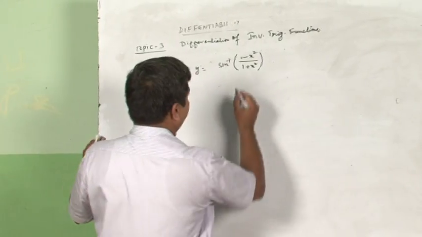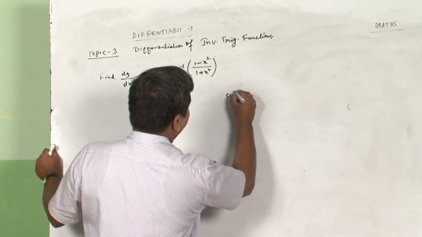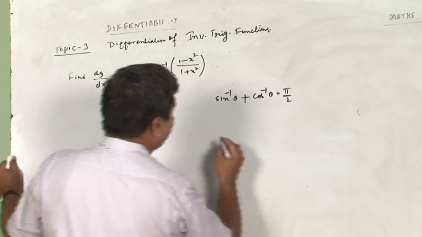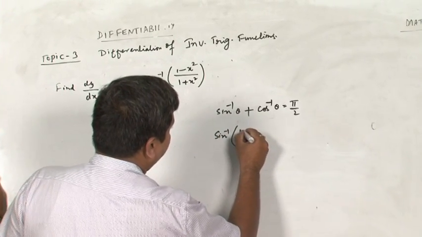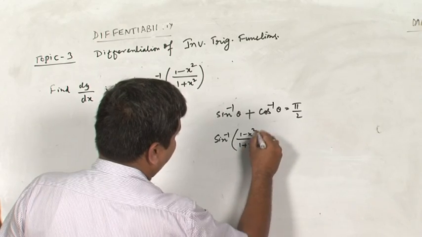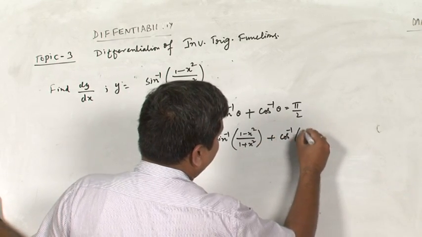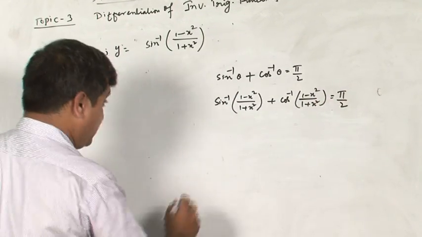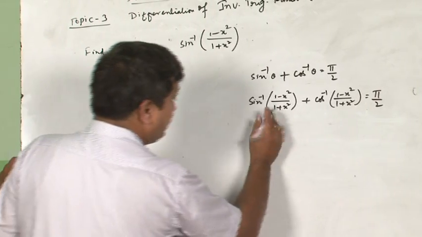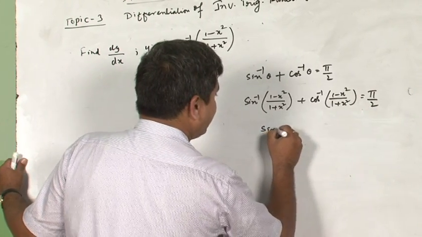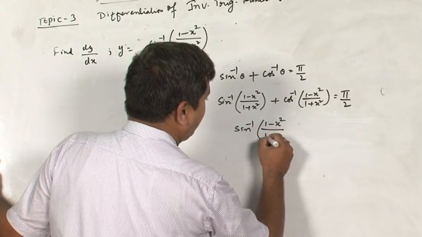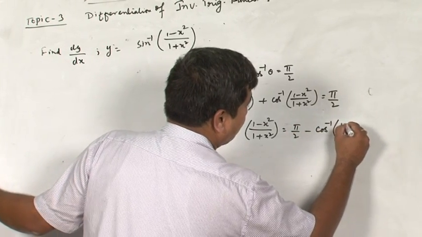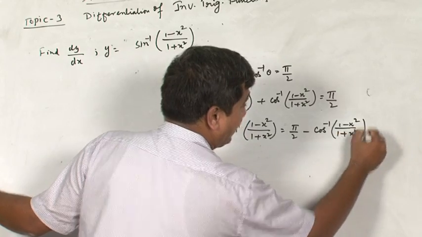You look at the beauty of this problem. We know that sine inverse theta plus cos inverse theta is equal to pi by 2. It means sine inverse of (1 minus x square) upon (1 plus x square) plus cos inverse of (1 minus x square) upon (1 plus x square) shall be equal to pi by 2. Since the function given is this, leaving this one and the remaining there, then you get sine inverse of (1 minus x square) upon (1 plus x square) is equal to pi by 2 minus cos inverse of (1 minus x square) upon (1 plus x square).